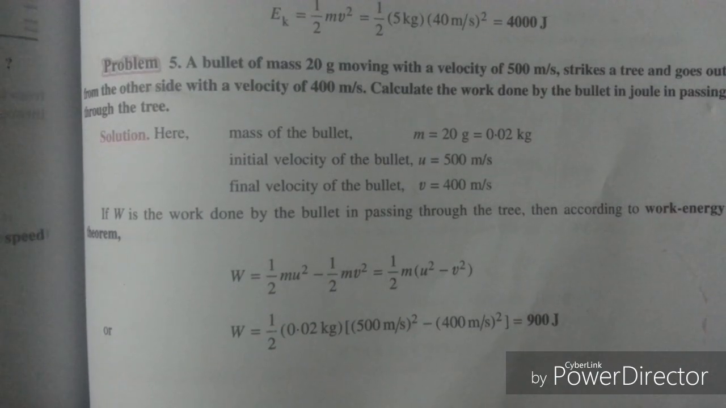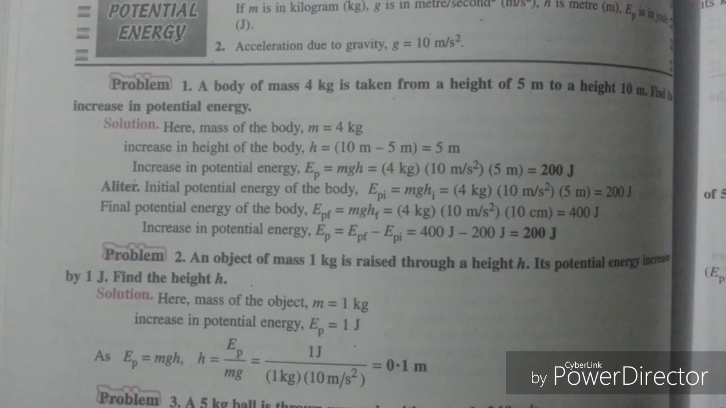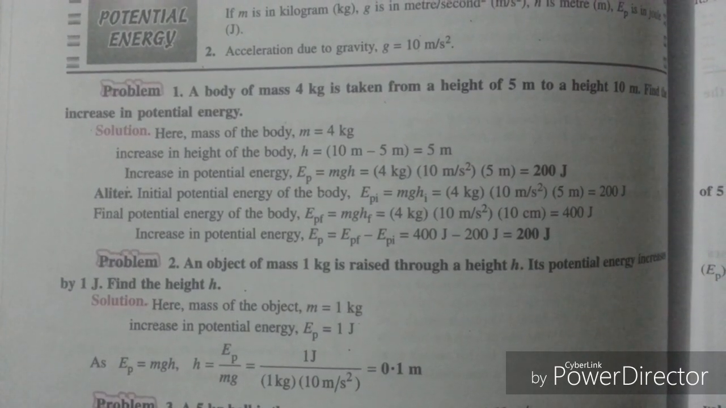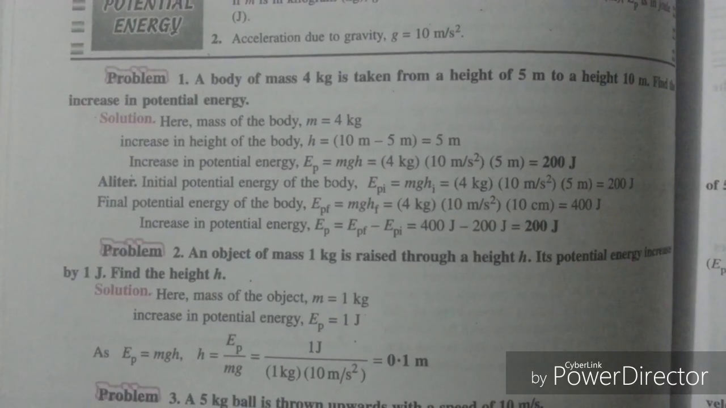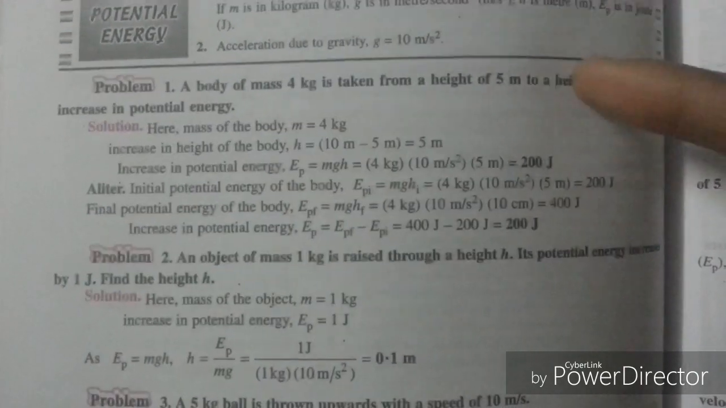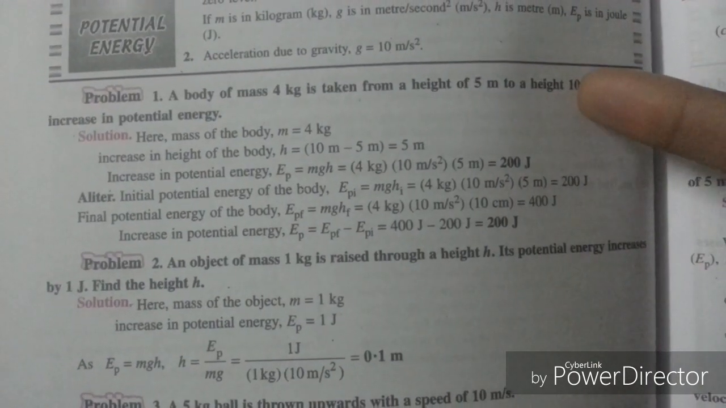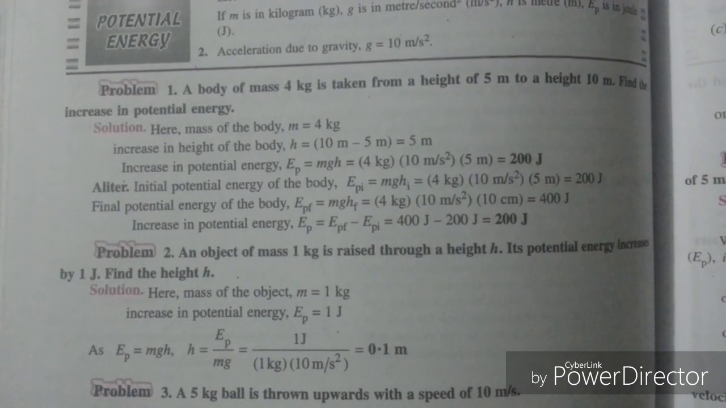Now let's move towards the next problems. A body of mass 4 kg is taken from a height of 5 meter to a height 10 meter, find the increase in potential energy. Now we are given mass as 4 kg, increase in height of the body is 10 meter minus 5 meter because it's from 5 to 10, so 10 minus 5 is 5 meter.